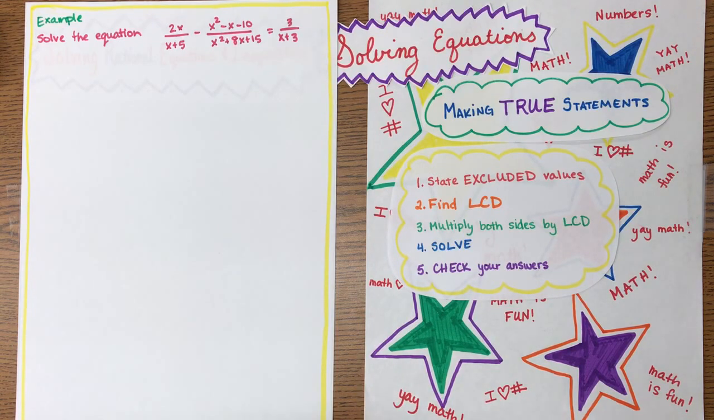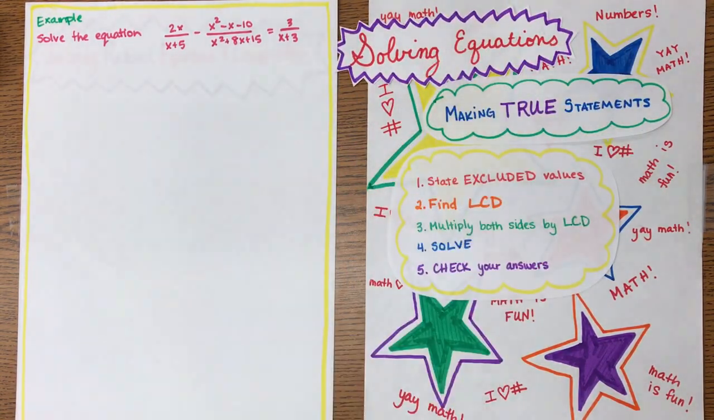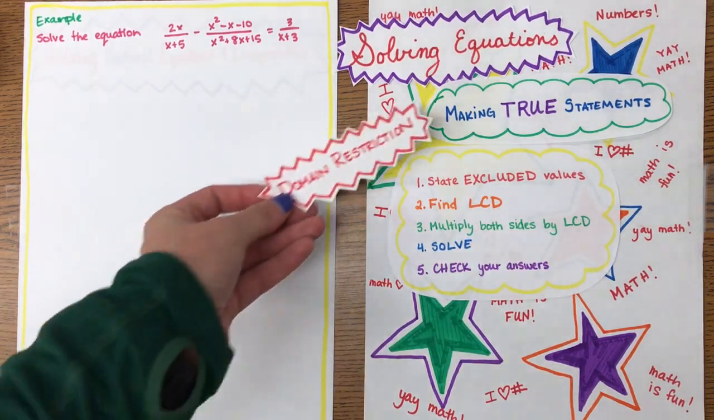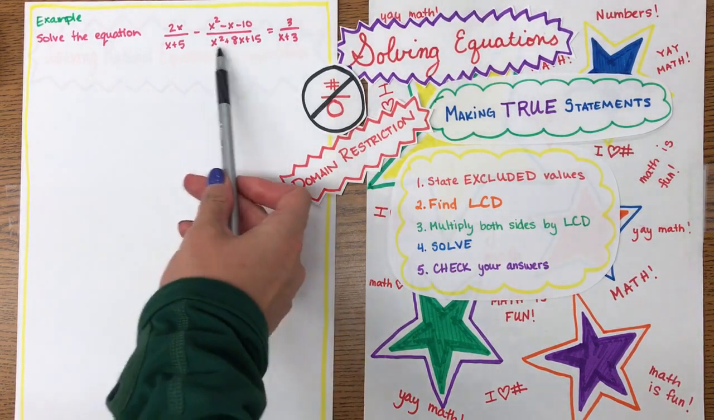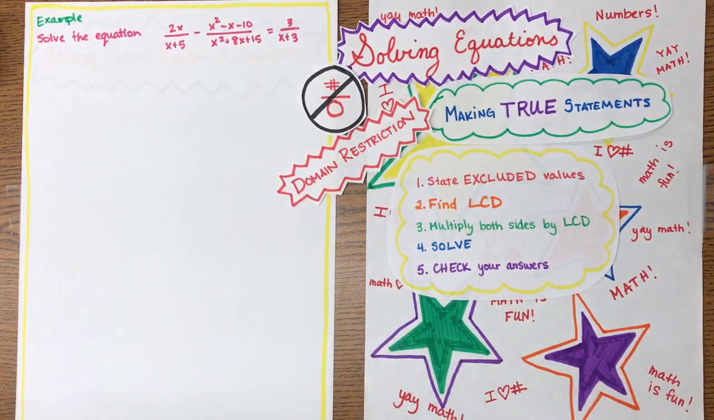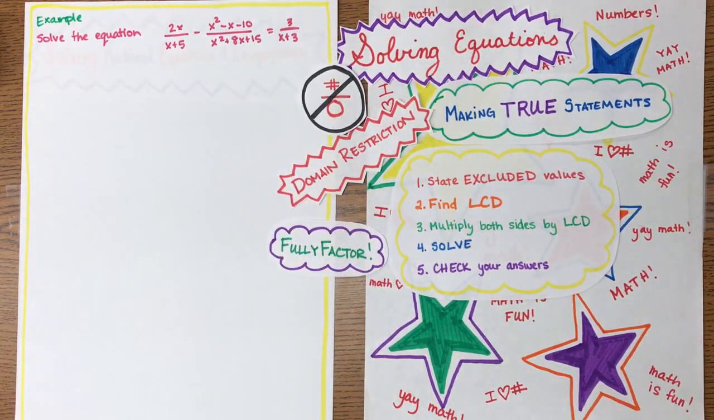So when we're solving this equation, we want to keep in mind that we're finding values that will make statements true. First thing we want to look at is finding our domain restrictions. Our domain restrictions are those values which make my denominator equal to 0. Unfortunately, this problem isn't quite ready to do that because I don't know what values will make this expression equal to 0. So a good first step for every problem is going to be to fully factor, at least the denominator.